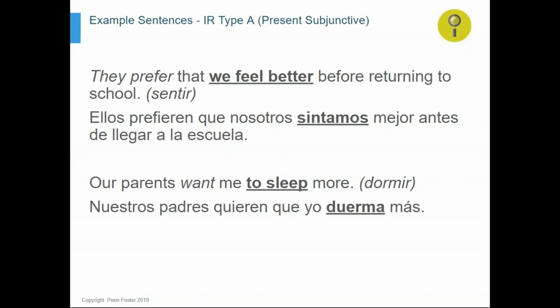Actions that may not ever happen, who knows if you're going to actually feel better or if you're going to sleep more. Those things might not change, but they very well could. Therefore, subjunctive is needed to express that uncertainty.